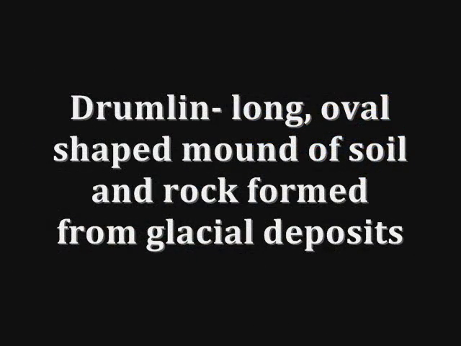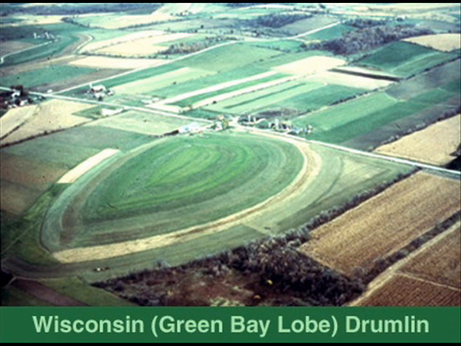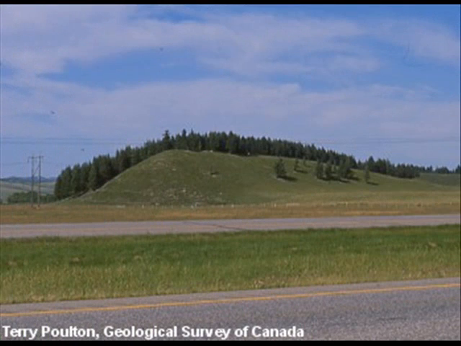The next type of deposition is a drumlin, which is a long oval-shaped mound of soil and rock formed from glacial deposits. The mound in the middle of this picture is a drumlin.